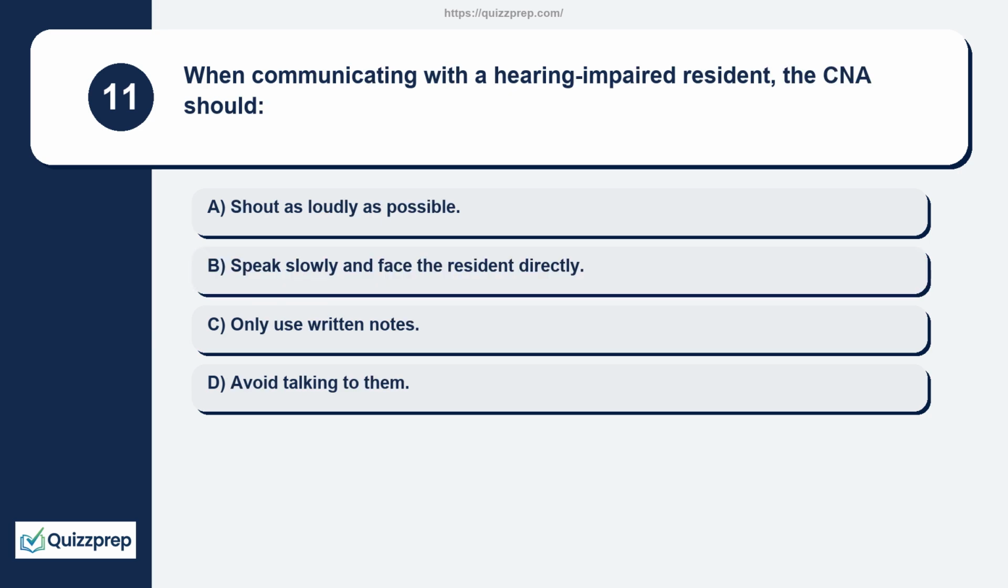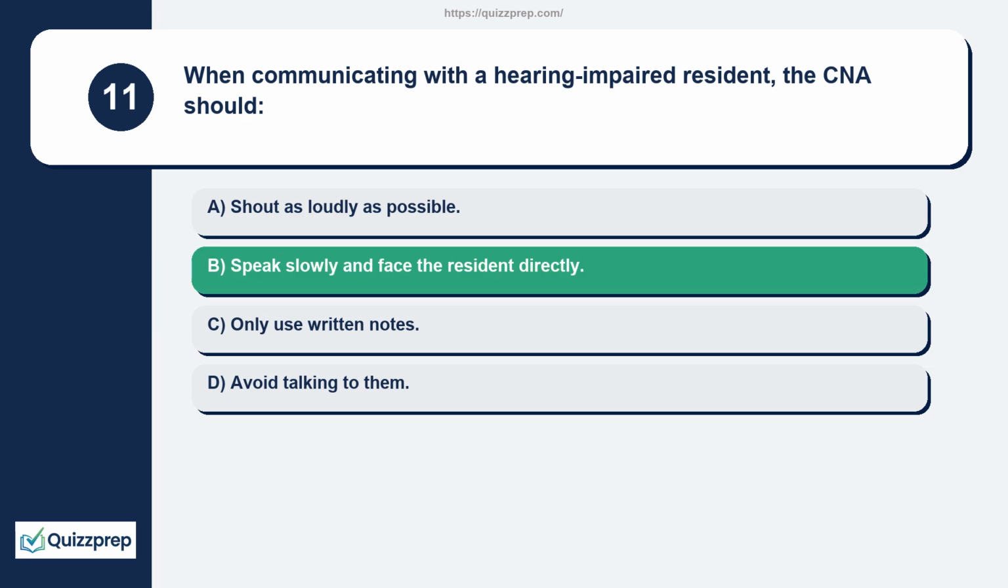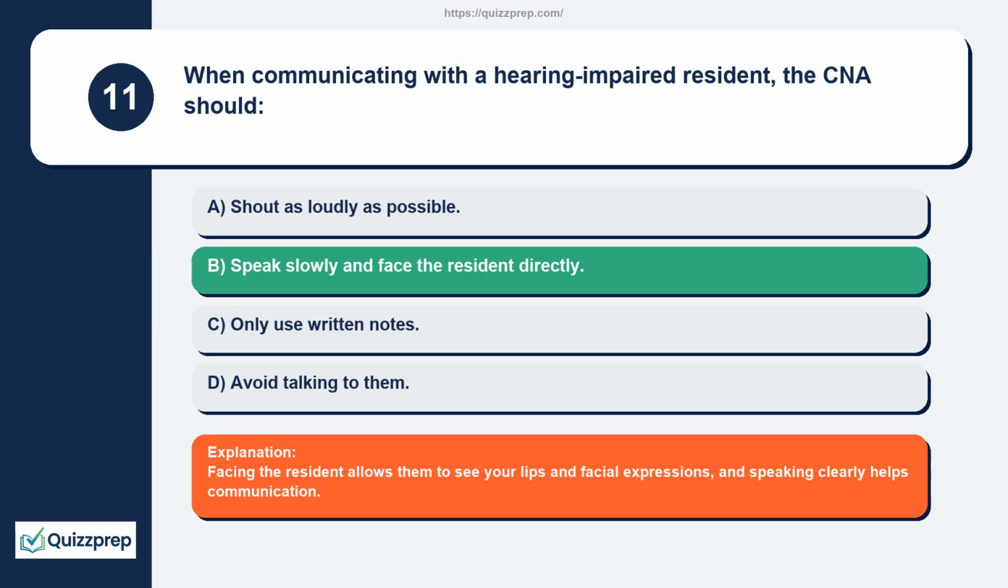Question 11. When communicating with a hearing-impaired resident, the CNA should shout as loudly as possible, speak slowly and face the resident directly, only use written notes, avoid talking to them. Facing the resident allows them to see your lips and facial expressions, and speaking clearly helps communication.